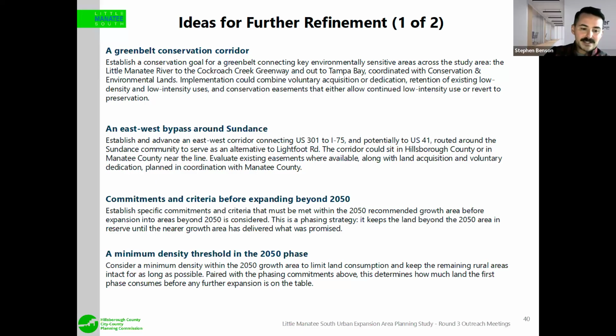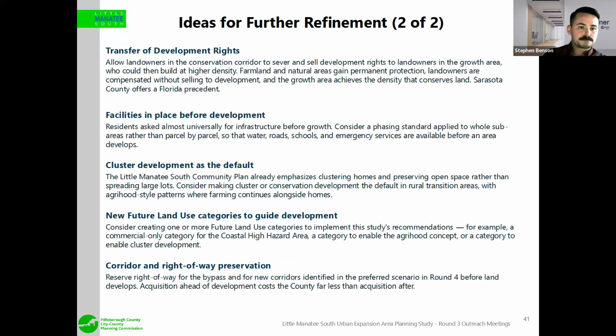By considering a minimum density within the 2050 growth areas, that would be a way to limit land consumption in the future and keep the remaining rural areas intact for as long as possible. When that is paired with the phasing commitments that we've already mentioned, this can help determine how much land the first phase consumes before any further expansion is even on the table. So if that sounds like an interesting idea or something just to investigate further, we can do it. Just let us know what you think in the comments or in the survey.